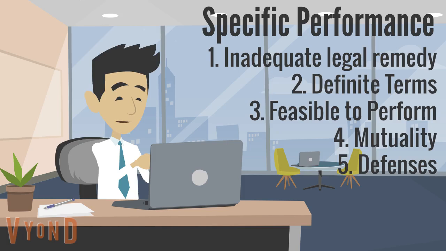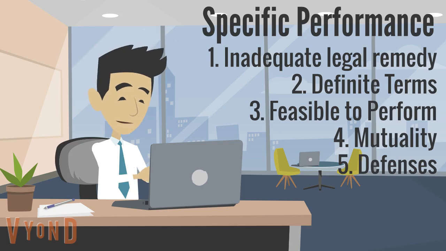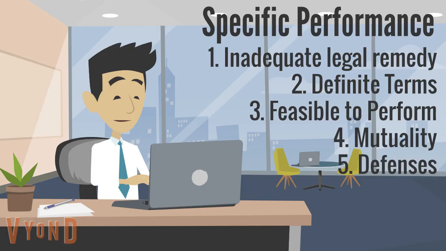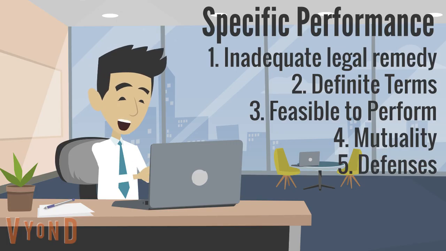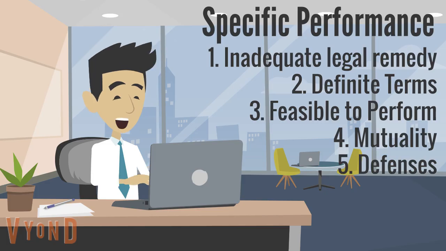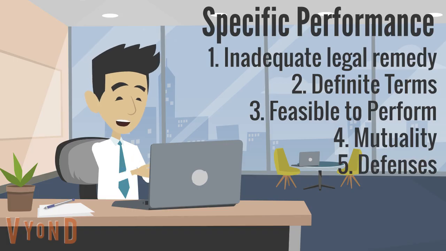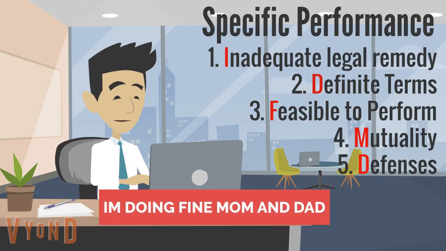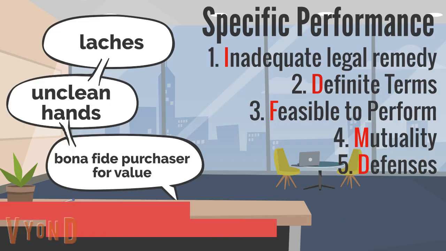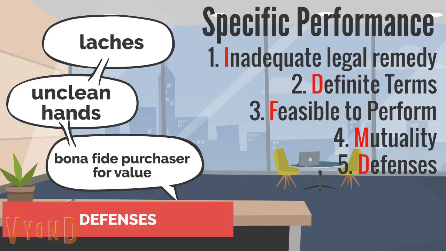2. Definite contractual terms are in place which can be followed by the court when deciding on the specific performance. 3. The remedy is feasible to enforce. 4. There is mutuality, which means both sides are able to comply. And 5. There are no defenses to the claim. A good mnemonic for these elements are: I'm doing fine, Mom and Dad. The defenses are laches, unclean hands, and the sale having been made to a bona fide purchaser. Recall that a bona fide purchaser is a party that makes a purchase for value who is unaware of any adverse claims.